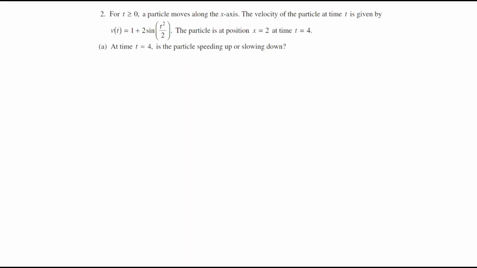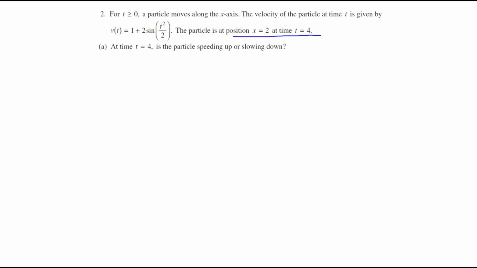All right, this is question number 2 from the 2016 AP Calculus AB exam. This is a motion problem, and we're given a particle that's moving along the x-axis for t values greater than or equal to 0, and we're given its velocity function, 1 plus 2 sine of t squared over 2. We're also given its position is x equals 2 when t is 4. And we now want to know, at t equals 4, is the particle speeding up or slowing down?